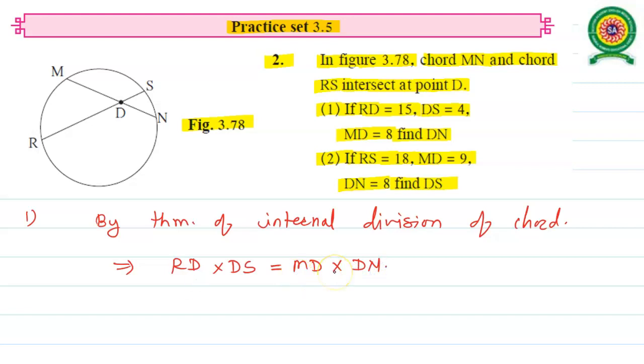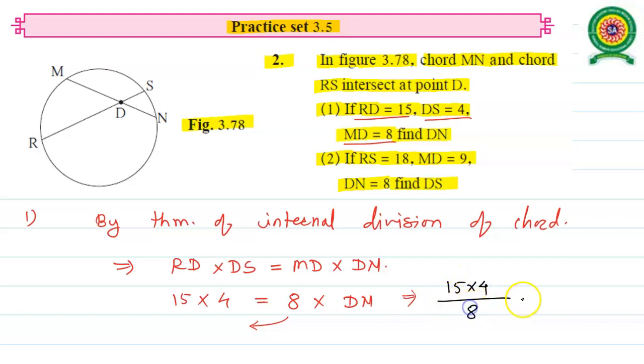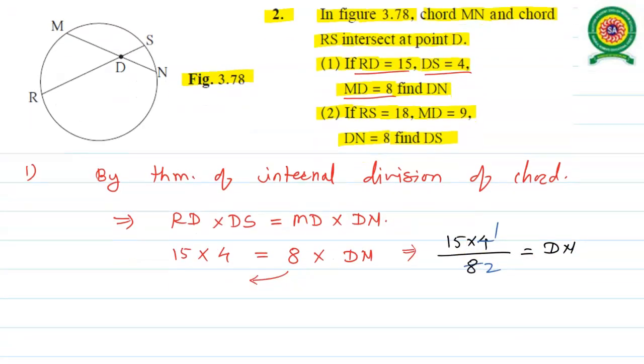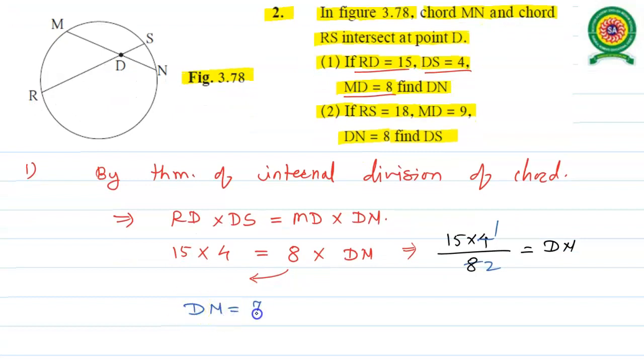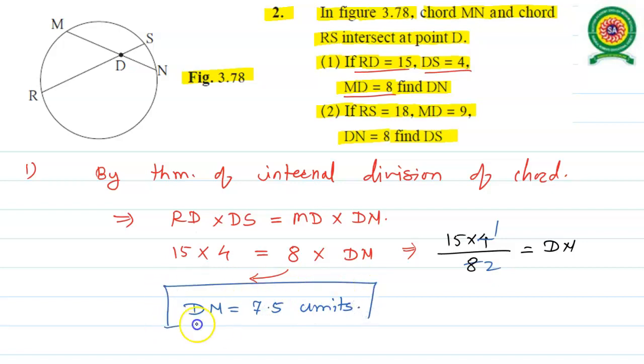Now replace the values. We have RD equals 15 into DS equals 4, that equals MD equals 8 into DN, which we have to evaluate. Now shifting the 8 from RHS to LHS, 8 is a multiplier, after shifting it becomes a divisor. So 15 into 4 divided by 8 equals DN. Now 4 ones are 4, 4 twos are 8, so 15 divided by 2 gives 7.5. So the value of DN is 7.5 units.